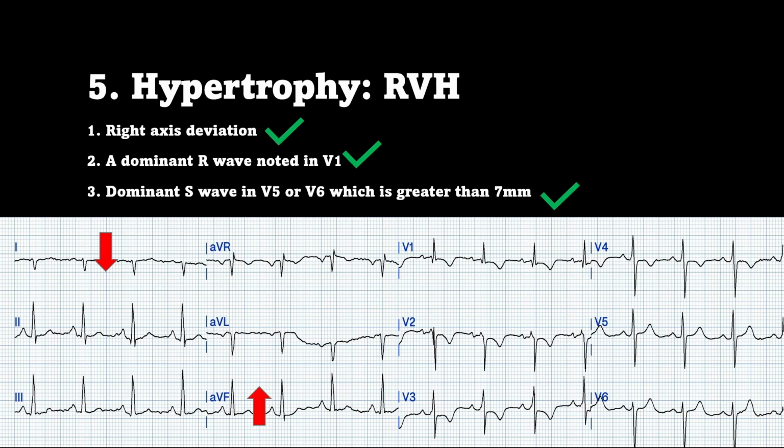So yes, that gets a check. That's your RVH. In this one too, you can see that in V1, V2, and V3, and a little in V4, you have these T-wave inversions. That is going to be your strain pattern.